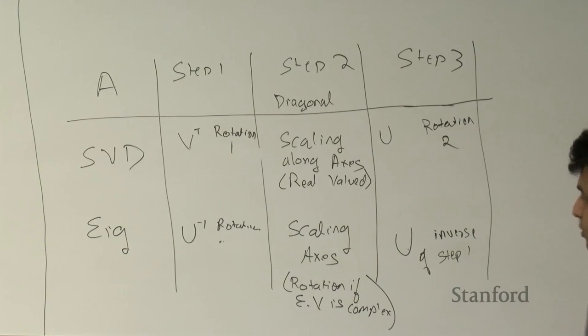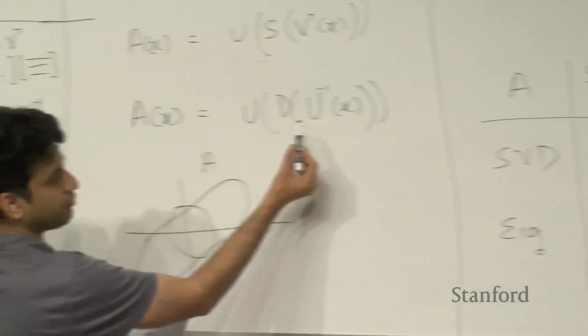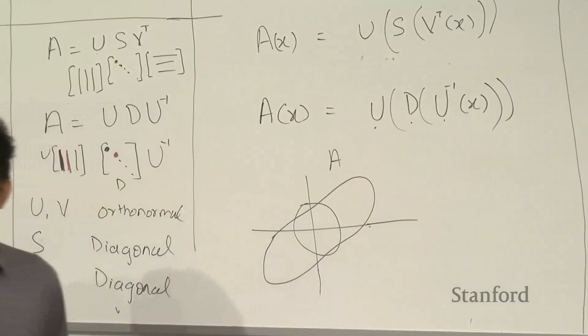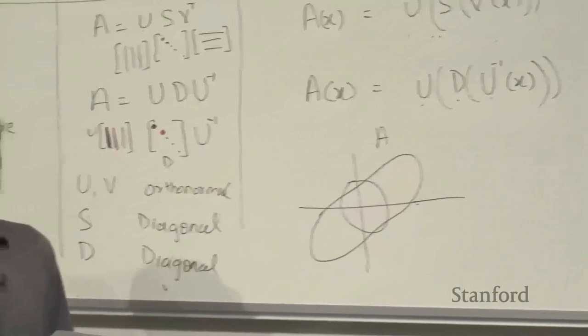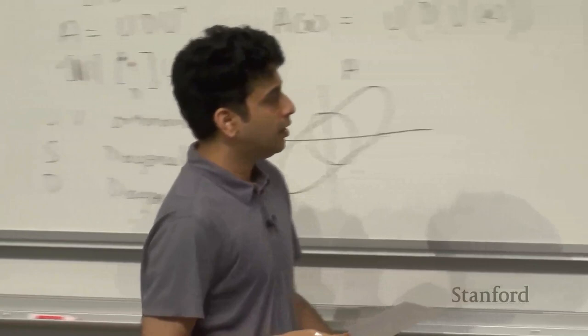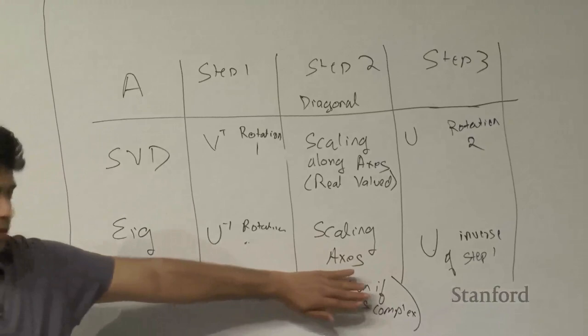In eigenvalue decomposition, first you rotate it by U inverse, then scale it, and then undo the rotation that was done by U. Yes, question. The rotation for complex eigenvalues, is it along the eigenvector axis? So I would say ignore this case for now. This is not very crucial for us. I'm happy to go deeper into that after the lecture.